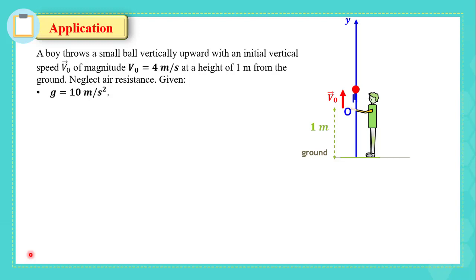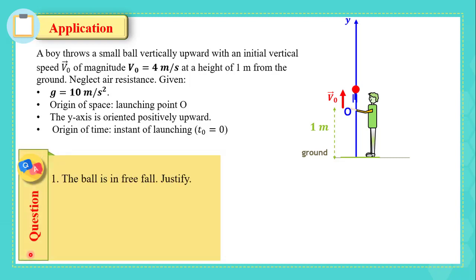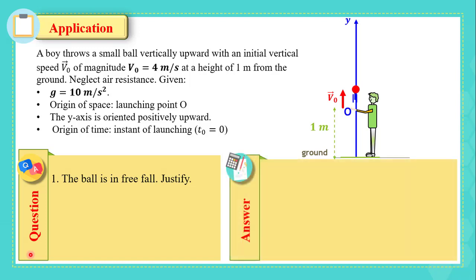Neglect air resistance, and it is given that g equals 10 meters per second squared. The origin of space is the launching point O. The y-axis is oriented positively upward, and the origin of time is the instant of launching, t0 equals 0. In the first part, you are told that the ball is in free fall and you need to justify why.